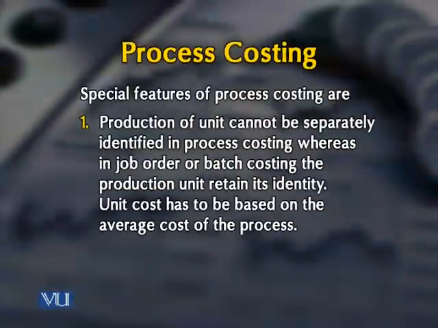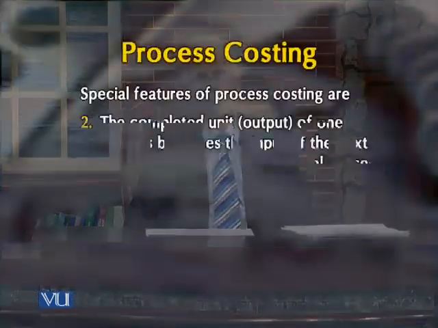Next is the process costing method, which we are going to discuss, and the special features of process costing are: production of a unit cannot be separately identified in process costing, whereas in job order costing or batch costing, the production unit retains its identity. Unit cost has to be based on the average cost of the process, because it's not like you start a job alone and then keep adding the cost on it, but in process costing, the job is continuing and you have to work out an average cost base.